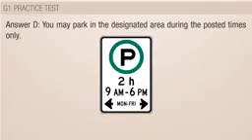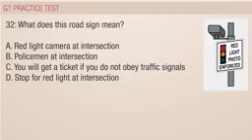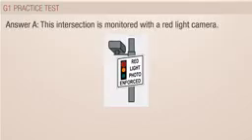Answer D. You may park in the designated area during the posted times only. Question 32. What does this road sign mean? A. Red light camera at intersection. B. Policeman at intersection. C. You will get a ticket if you do not obey traffic signals. D. Stop for red light at intersection. Answer A. This intersection is monitored with a red light camera.